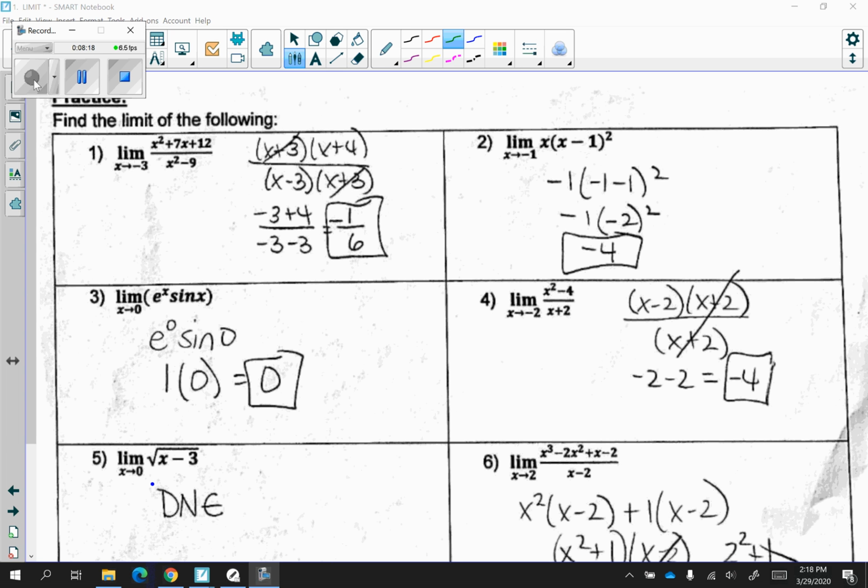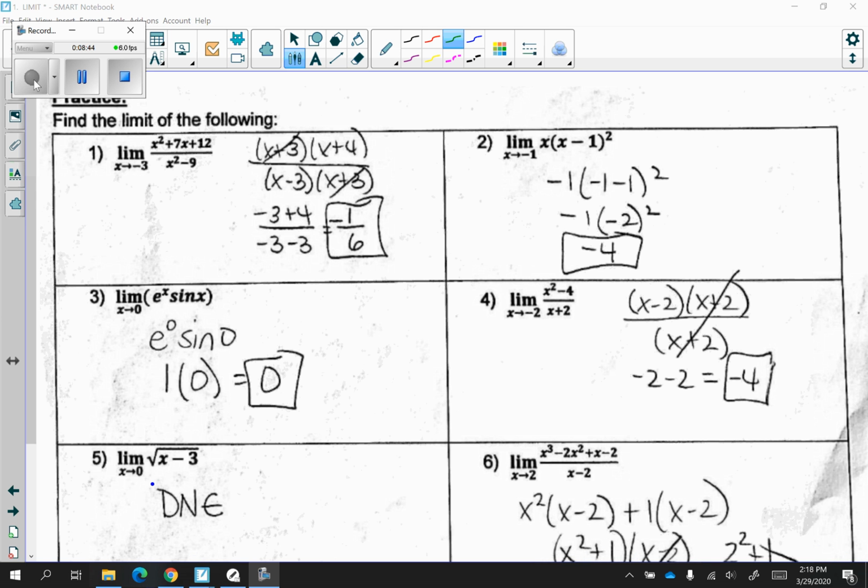Let's take a look. So for number 1, the limit as x approaches -3 of x squared plus 7x plus 12 over x squared minus 9. I'm unable to substitute -3 into x because that would make the denominator 0, making it undefined. So instead, I factored. And when you factor, cancel out the two binomials that match, and then substitute the -3 in, and I get -1/6.